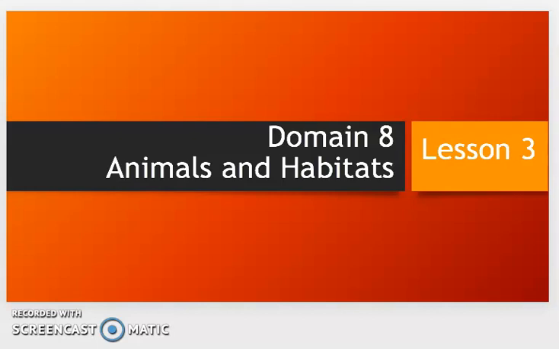This is lesson 3 in our CKLA Domain 8 Animals and Habitats unit. So far we have learned that a habitat is a place where animals and plants can live, and a lot of these animals and plants have adapted or changed to suit that environment. We've also learned that all living things need food and water in order to survive, and a lot of living things also need some kind of shelter to survive their habitat as well.